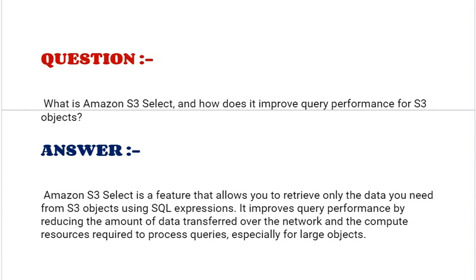Our next interview question is: what is Amazon S3 Select and how does it improve query performance for S3 objects? Your answer should be: Amazon S3 Select is a feature that allows you to retrieve only the data you need from S3 objects using SQL expressions. It improves query performance by reducing the amount of data transferred over the network and the compute resources required to process queries, especially for large objects.